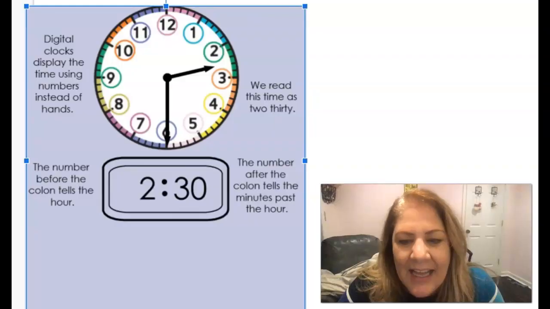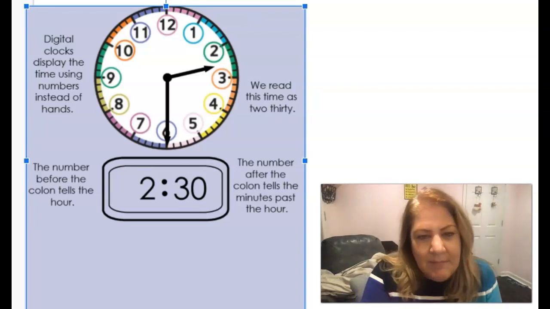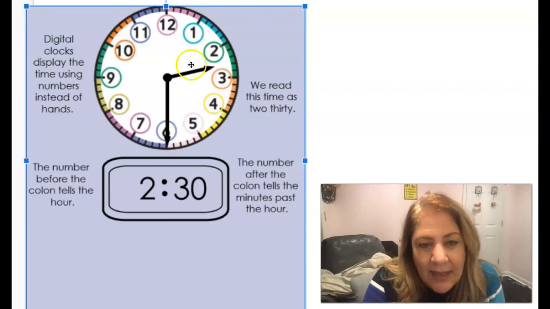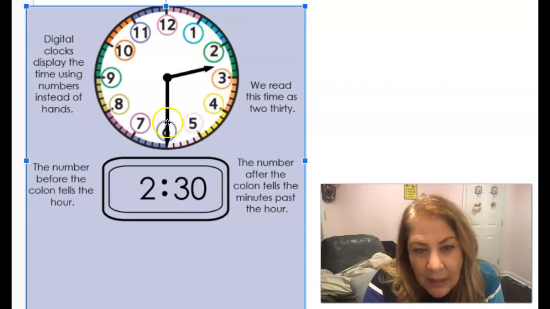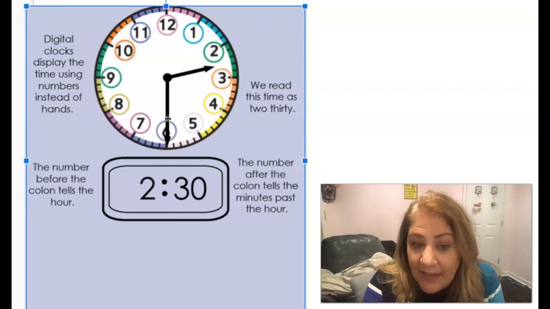All right, so now we're looking at this clock right here. And we see that it says 2:30. Does that match up? Let's see. Okay, so it started at 2 and it went halfway around, but it's not 3 o'clock yet, is it? So it's 2:30. That does make sense.